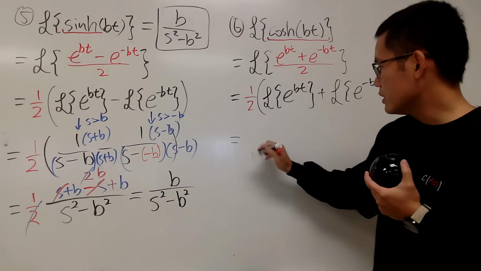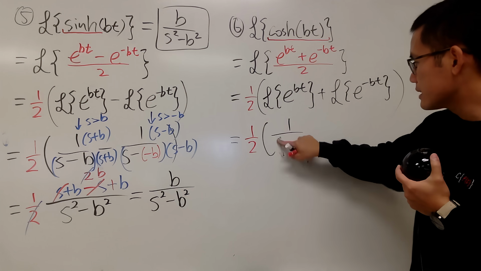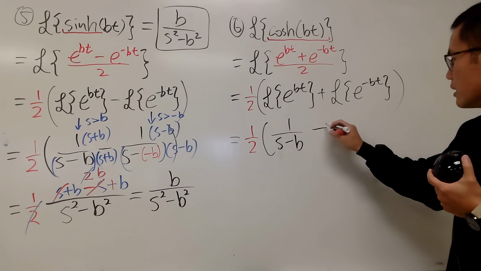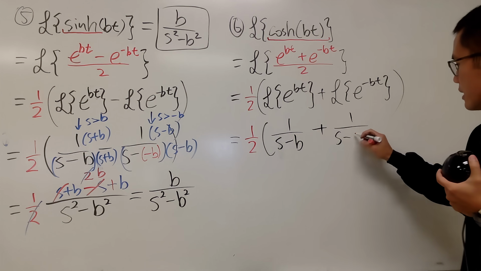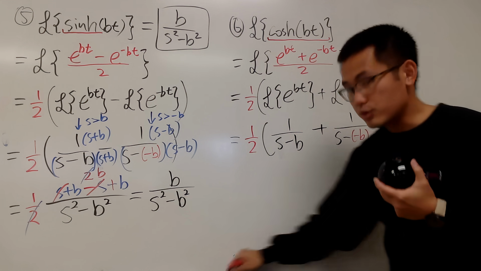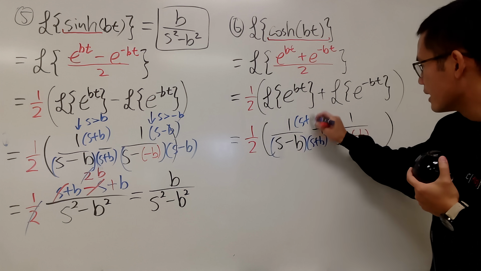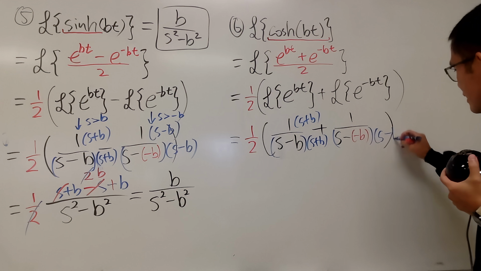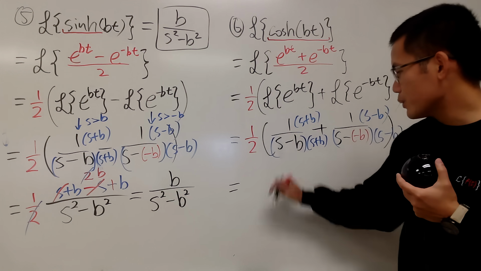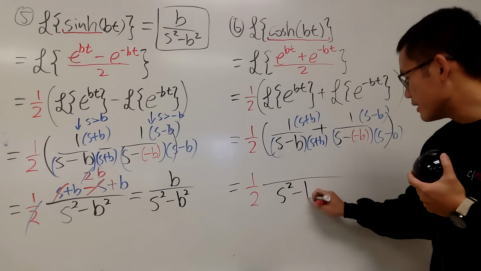And again, let's just go ahead and do this. This is 1/2 times 1 over S minus B right here. And in this case, we are adding 1 over S, and then this is negative B, just like that. And again, let me just show you guys this real quick. For the first one, we will multiply by S plus B, and then for this one, we multiply by S minus B. All the way in the front, we still have the 1/2. On the bottom, again, is going to be S squared minus B squared.